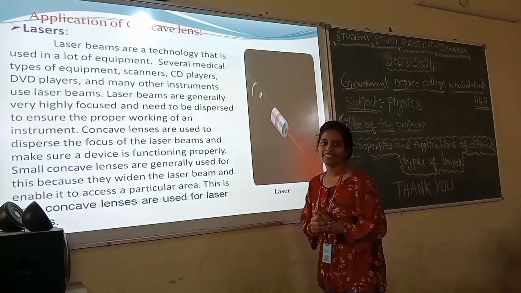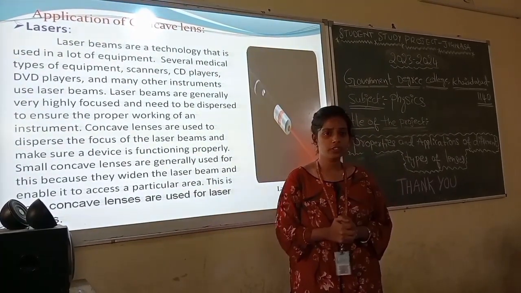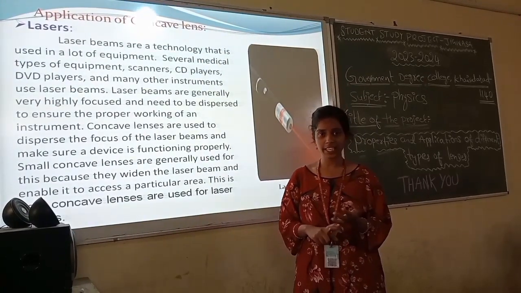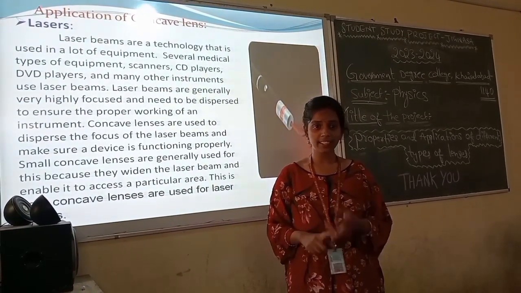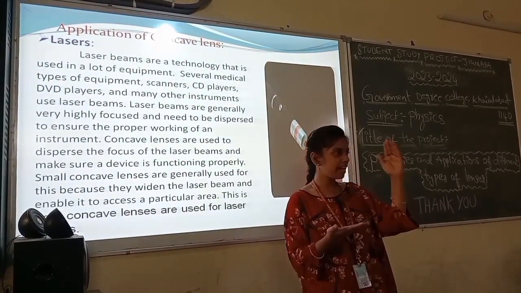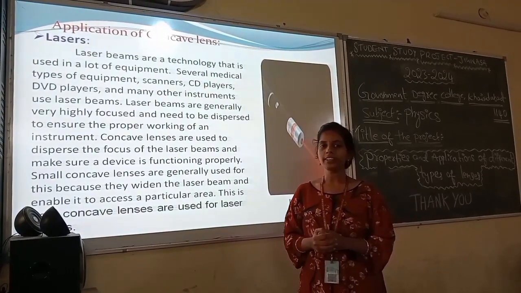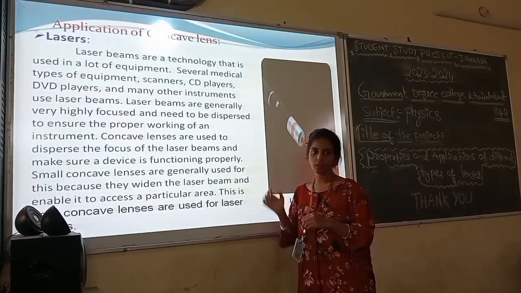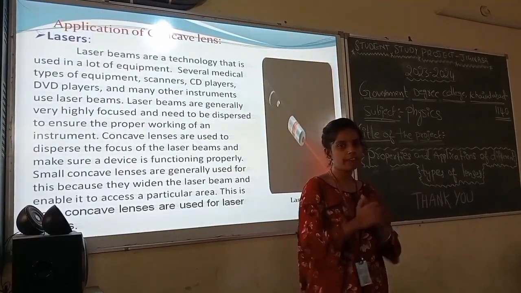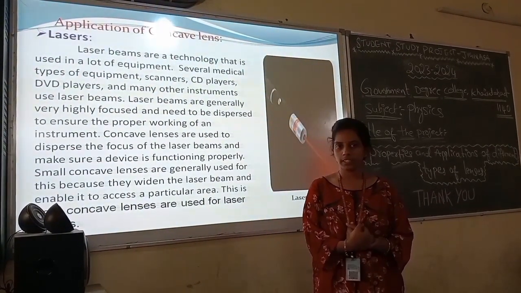Applications of concave lenses. The first one is lasers. Lasers are a technology that is used in equipment like CD players, DVD players, scanners. Many other instruments use laser beams. Laser beams are very highly focused and need to be managed to ensure the proper working of an instrument. Concave lenses are used to disperse the focus of laser beams. Small concave lenses are used for this.